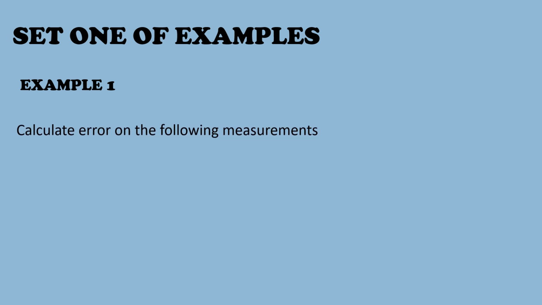Great. Let's look at examples. So example number 1, calculate error on the following measurements. So error on 10.4. Take note, 10.4 is written to 1 decimal place. So what do you think the unit of measure is going to be? The unit of measure is going to be 0.1. Exactly. So why is it 0.1? Because it is written to the nearest tenths. A tenth is 0.1. So error there is going to give us plus or minus 0.05.